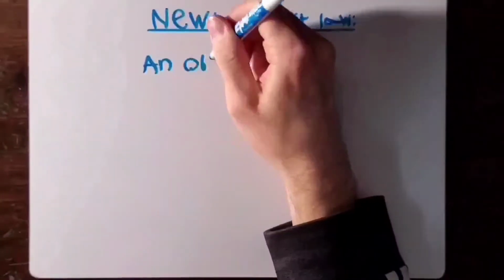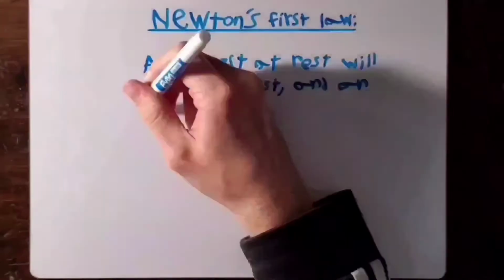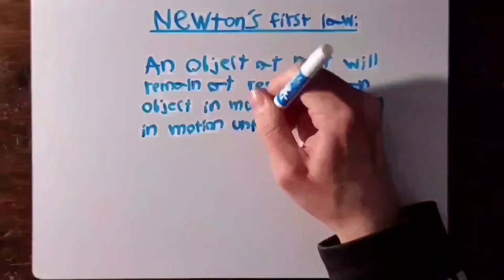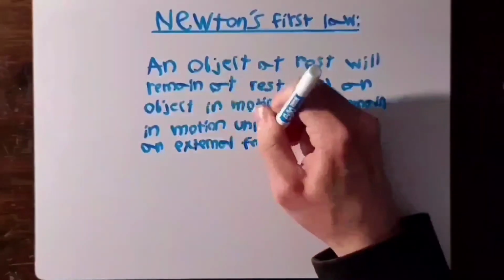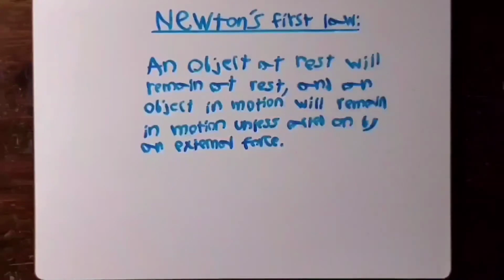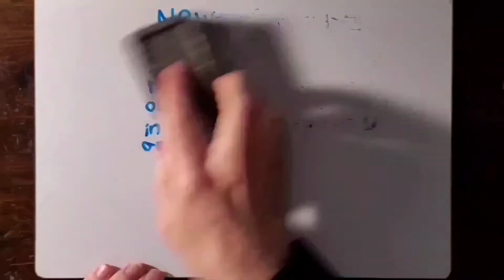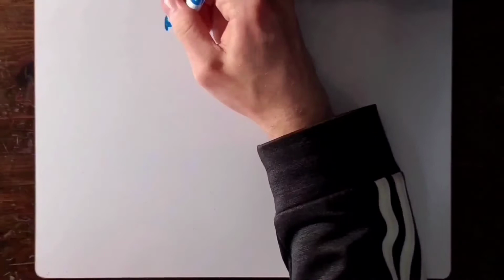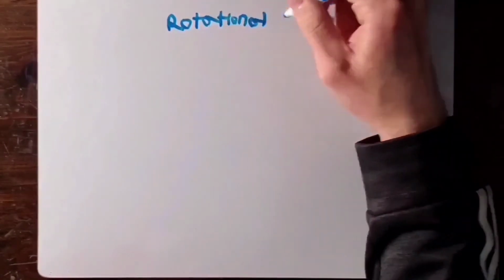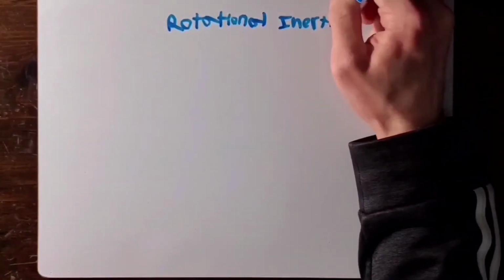Inertia is the resistance of any physical object to any change in its velocity and is described by Newton's first law. Moment of inertia, or rotational inertia, is the resistance of any physical object to any change in its angular velocity, or, in simpler terms, an object's resistance to rotation.